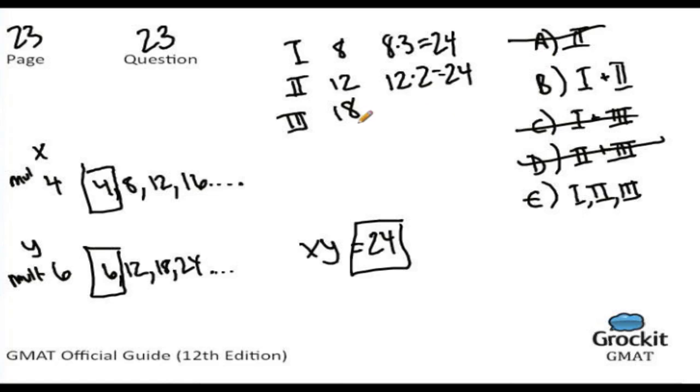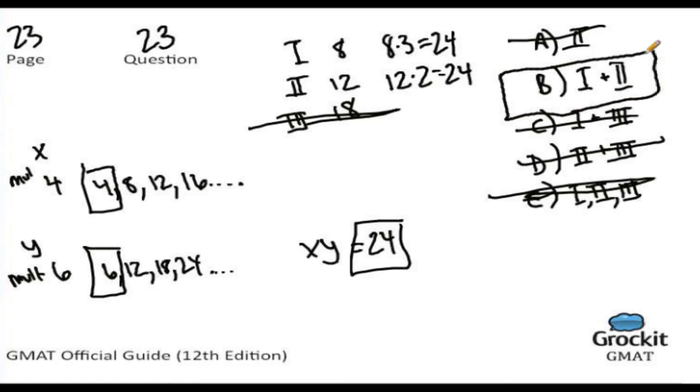Is 18 a factor of 24? No. There are multiples of 24 that 18 could be a factor of, but it's not necessarily a factor of 24. So Roman numeral 3 is not right. Therefore, we can eliminate choice E, and choice B is the one we're left with.